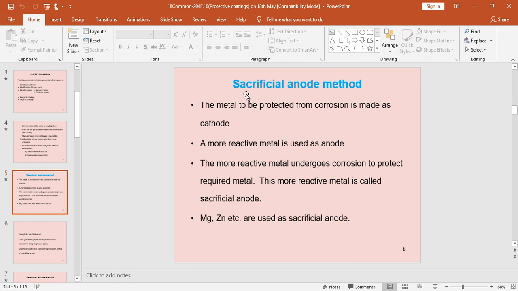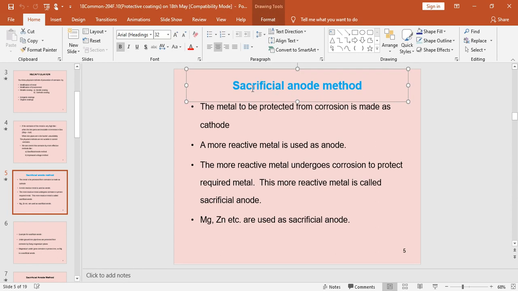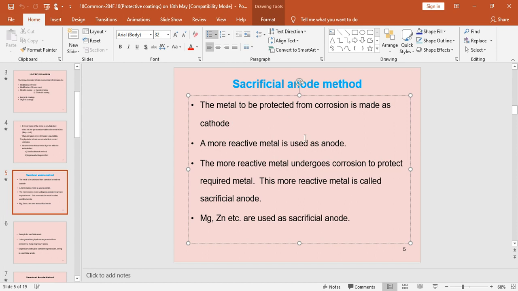So we will discuss which metal is coated on which metal. See here, our method is the sacrificial anode method. The name is very important, so let us discuss some important points regarding that name. In this method, first the metal to be protected from corrosion is made a cathode. Very important pattern: the metal which is to be protected from corrosion is made a cathode.